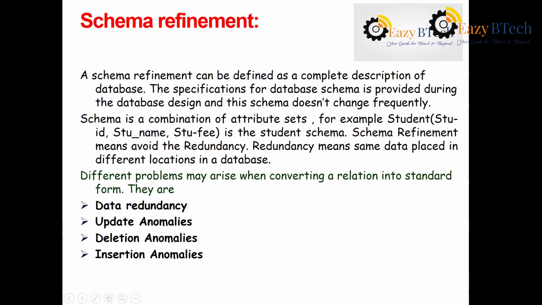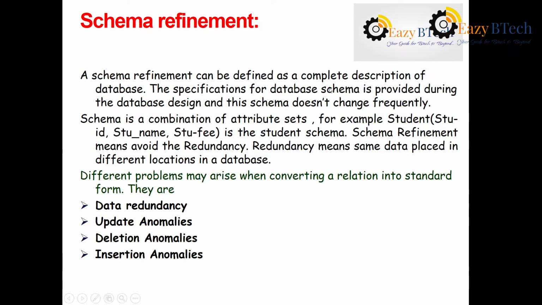Before we start normalization, first we discuss some concepts. Schema refinement. What is schema refinement? What is the use of schema refinement? Schema, as we already discussed in the previous videos, is a database. Suppose a student schema: the student schema is nothing but the student database. Employee schema, employee database. Like that.